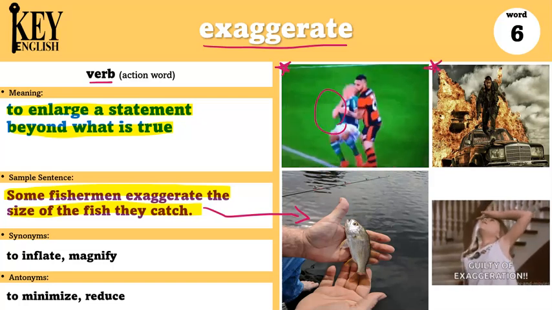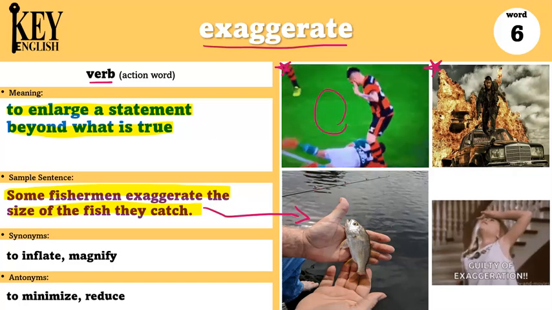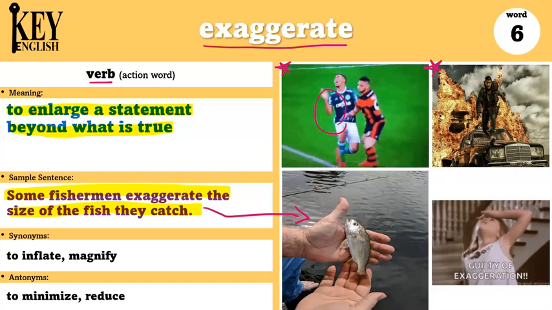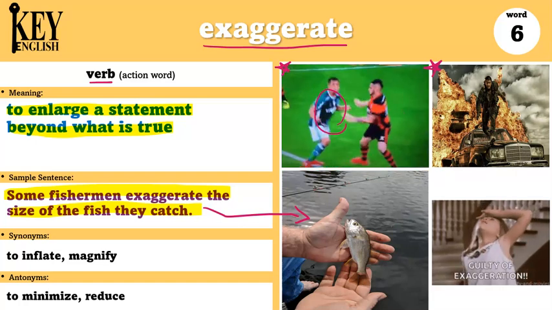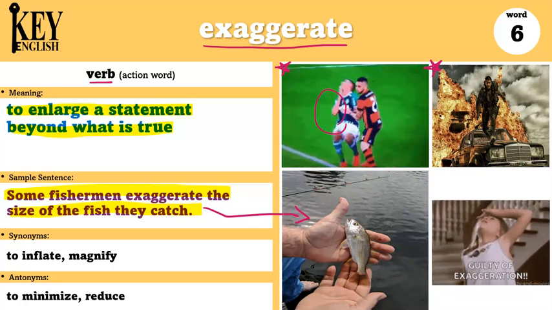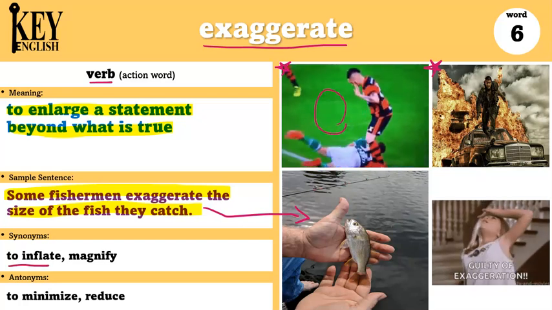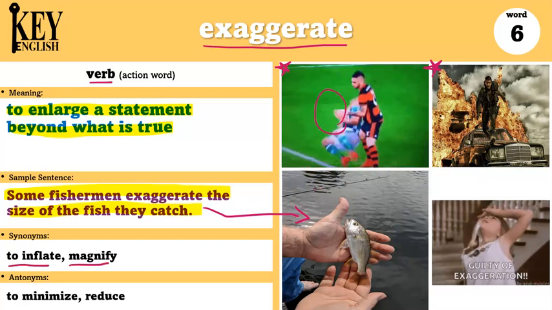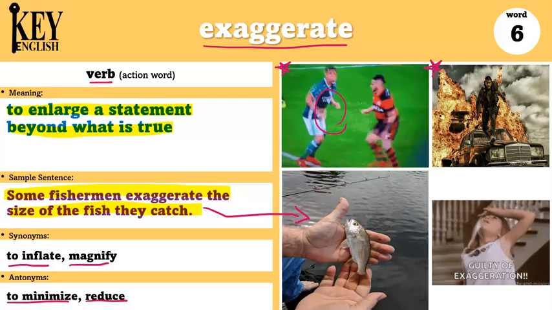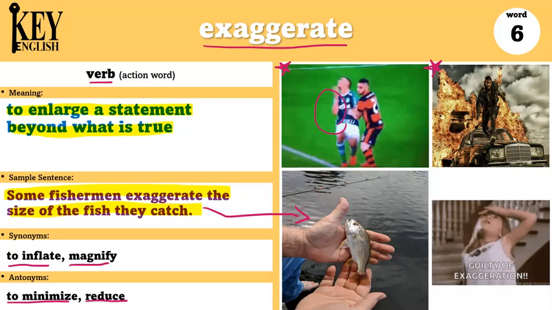And one place where we often see things exaggerated are in movies. For example, I could say the movie exaggerated the explosion, so it made the explosion look bigger than what it really was. Some synonyms for exaggerate are to inflate and magnify. Antonyms are to minimize and reduce. Have you ever exaggerated a story, maybe to your teacher or to your parents?